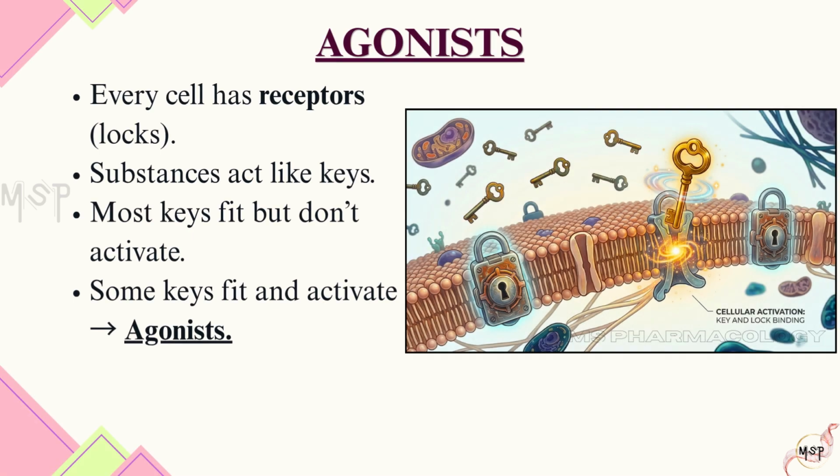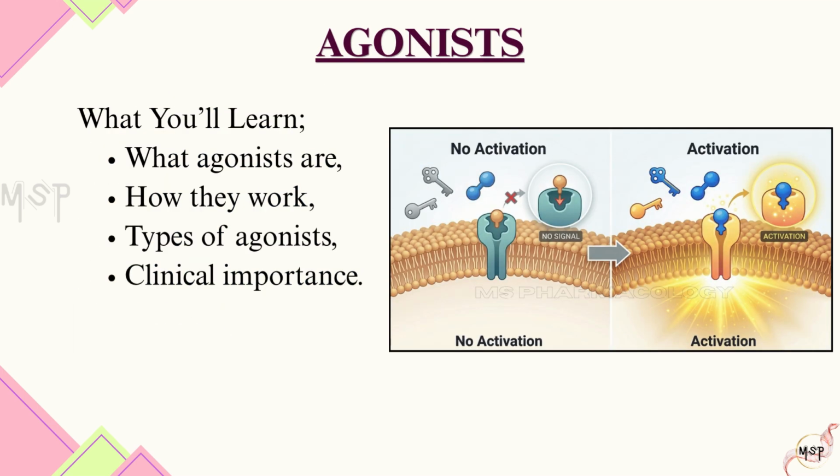Imagine every cell in your body has tiny locks on its surface, called receptors. Most substances floating through your bloodstream are just keys that fit the lock but can't turn it. But some special molecules, called agonists, are keys that not only fit the lock, but actually turn it and open the door.